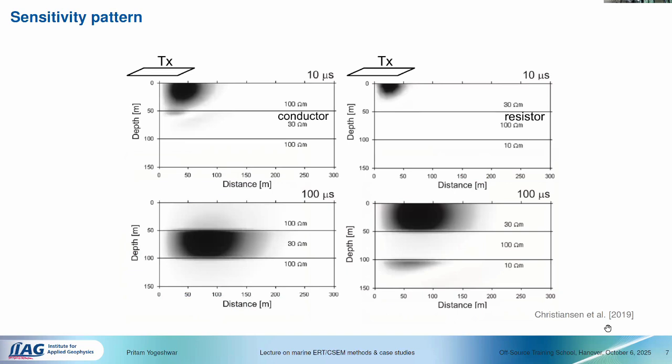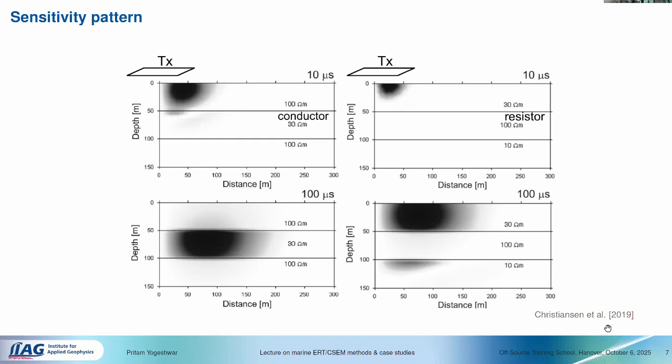This is an image about sensitivity. Sensitivity tells you how sensitive your response is to a change of the subsurface parameters. Here you see a very interesting feature. On the left side, you see sensitivities for a conductor between two resistors: 100 ohmmeter, 30 ohmmeter, 100 ohmmeter. And on the right side, you see 30 ohmmeter, 100 ohmmeter, 10 ohmmeter. Let's look at the lower image, the same situation, but at 100 microseconds.